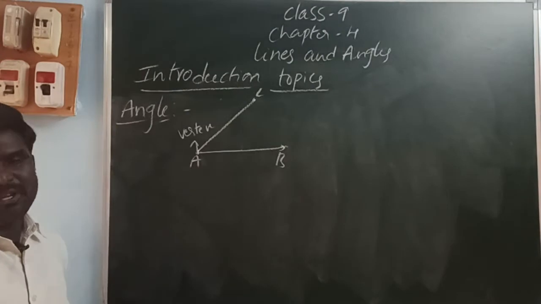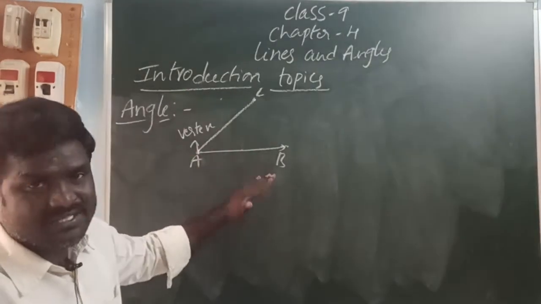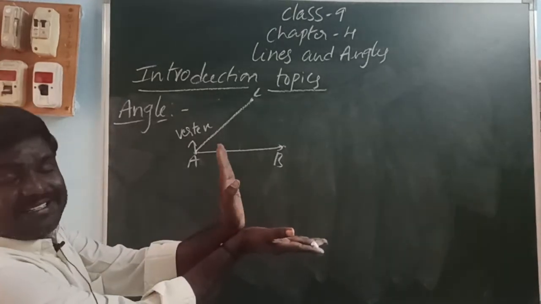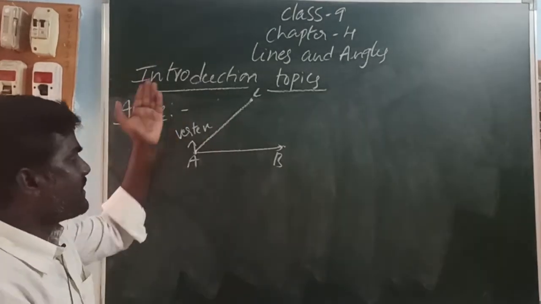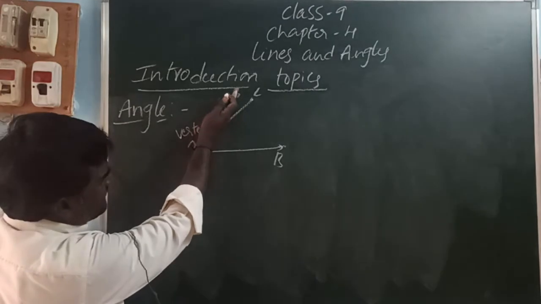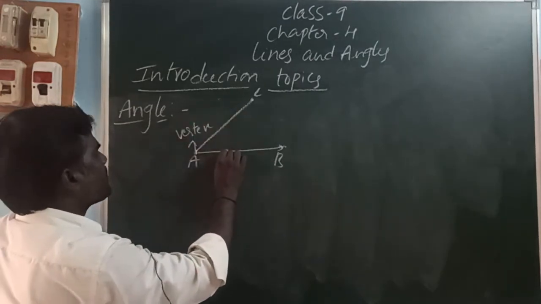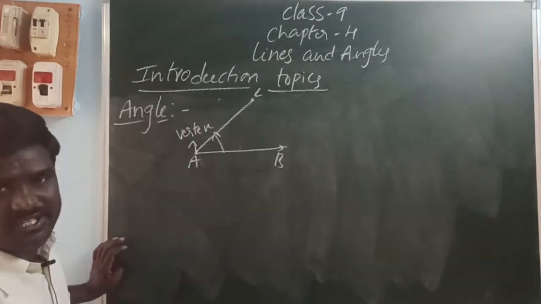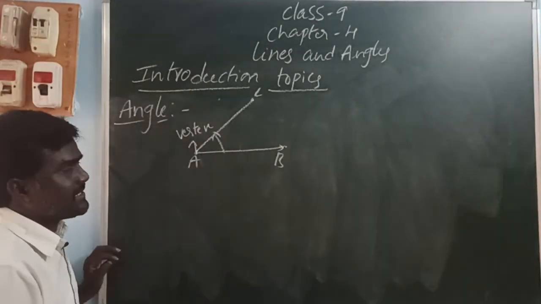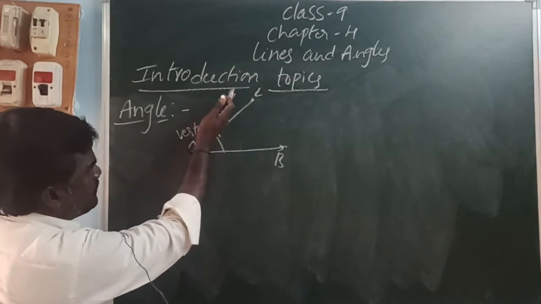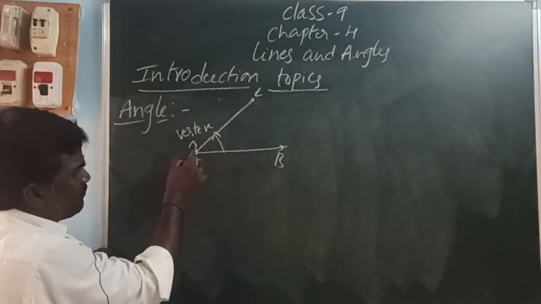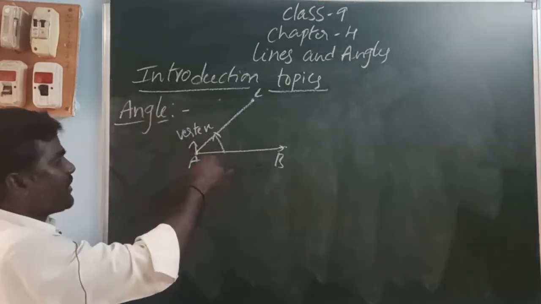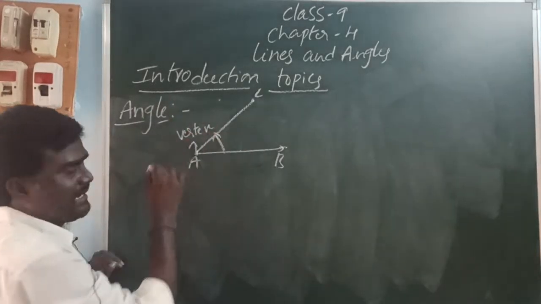So angle means any two line segments meeting at one point, where one line segment is moving away from the other. How much distance is it moving, either in the clockwise direction or anti-clockwise direction, at one point? That is called angle. Here AC is moving from AB at point A in the anti-clockwise direction. This distance is called angle.